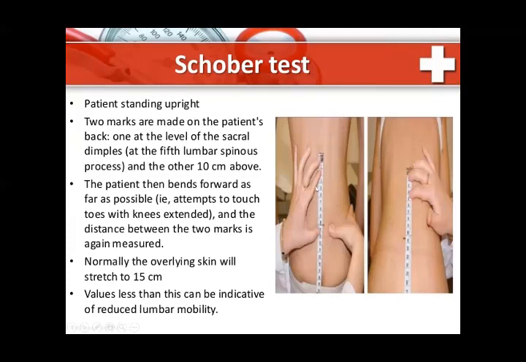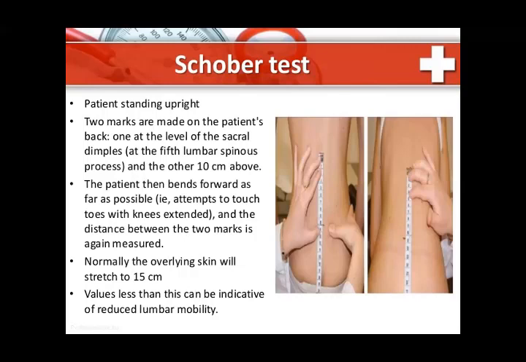Let me explain again. Take the dimple of the spine at the L5 level and a second mark 10 centimeters above. Ask the patient to bend forward. In ankylosing spondylitis, if you have stiff joints, the spines are sclerosed and they lose flexion movement. There will be no increase in the distance which was measured, 10 centimeters. But normally it can go up to 15 centimeters because of lumbar flexion and flexibility.